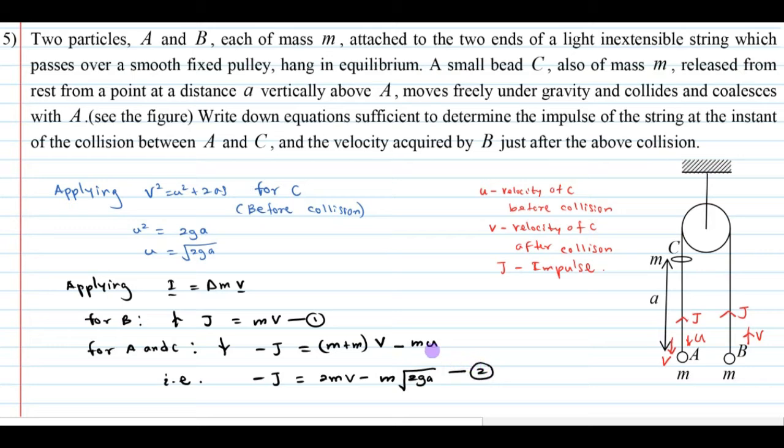This is the second equation. That is the third equation. There are three equations here, enough for the equation. Let's consider the marks: 5 marks for V, 5 marks for U, and 5 marks for the equation for A and C. This equation carries 10 marks for question number 6.